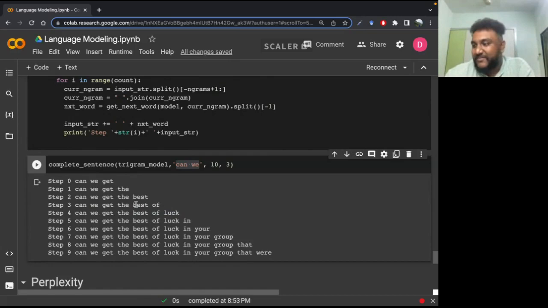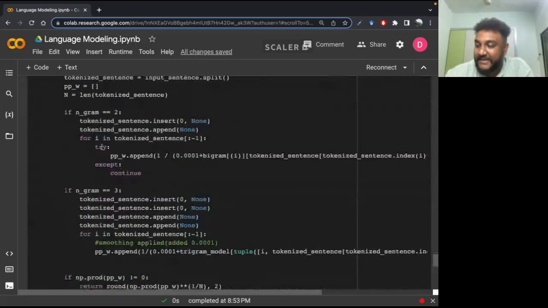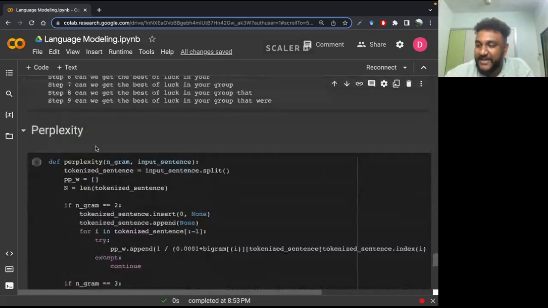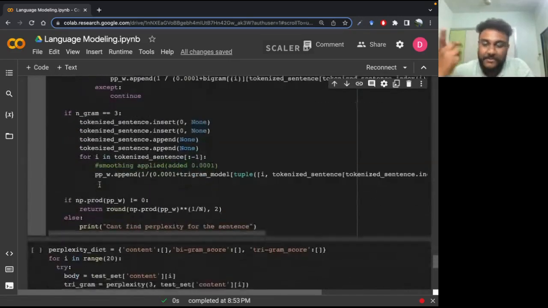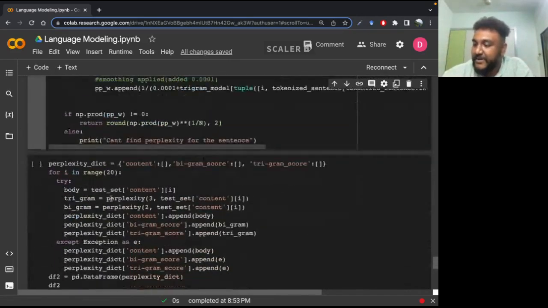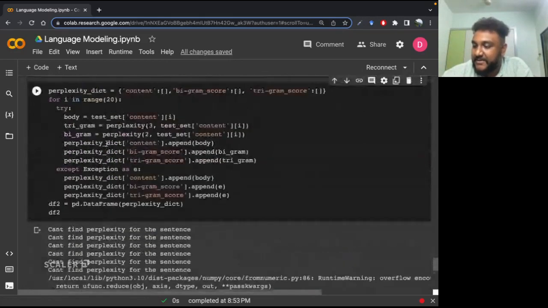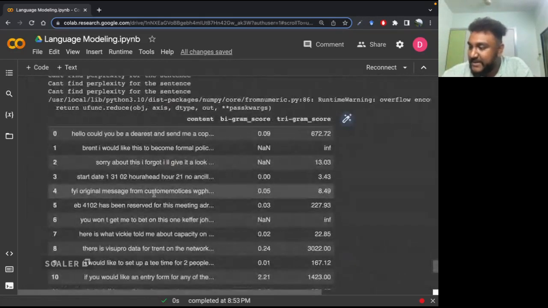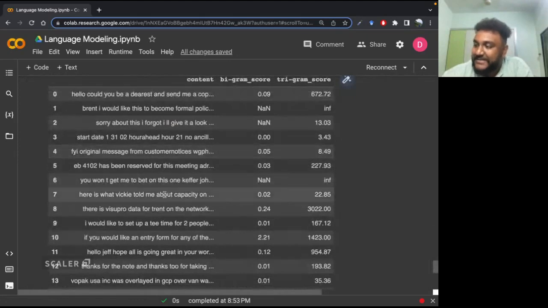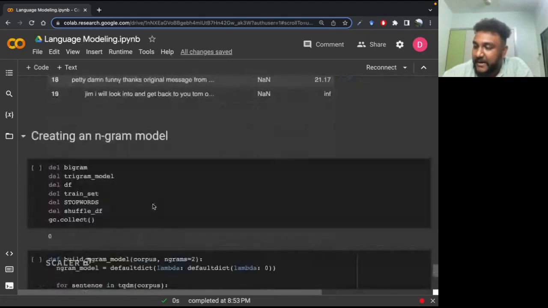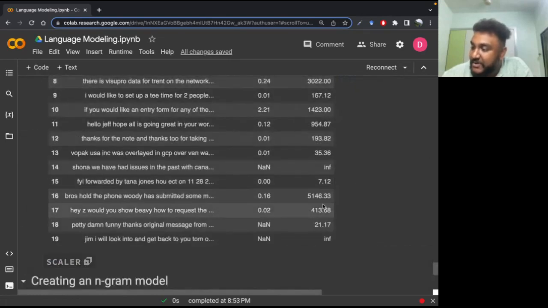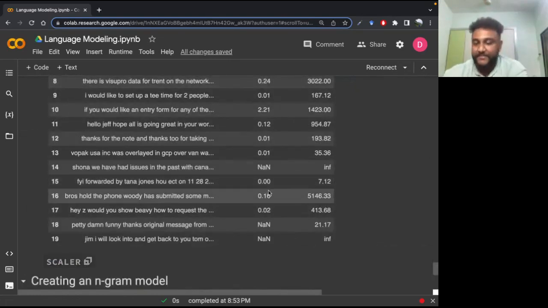So we have noticed one problem in our trigram model. Let us see if the perplexity numbers correspond to this. This is an implementation of the perplexity formula that we had just discussed. The perplexity of this works out to be this. Now for everything in my test set, I will have a trigram score and a bigram score. I can look at these scores. The lower it is, the better it is, right?